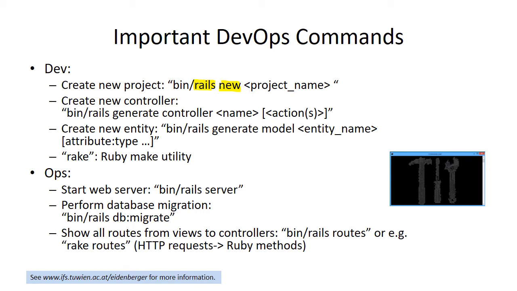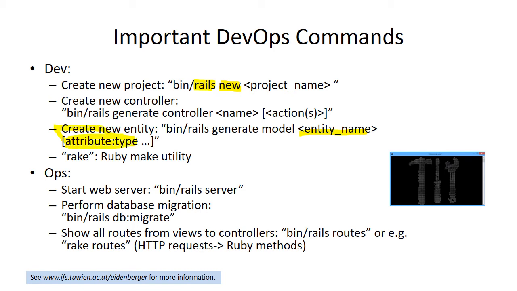Model classes, a routes table, and so on. You can then create your new controllers by just naming them and saying what actions you would like to have. The standard actions that we mentioned before are automatically created. You can create new entities by saying that I want to generate a new model with a name, and I can also give the attributes and the database types.